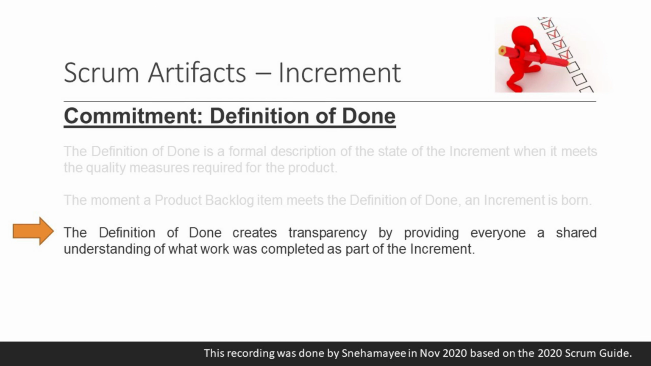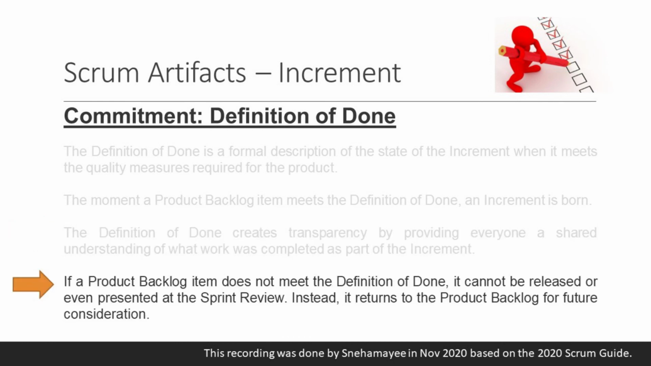The definition of done creates transparency by providing everyone a shared understanding of what work was completed as part of the increment. If a product backlog item does not meet the definition of done, it cannot be released or even presented at the sprint review. Instead, it returns to the product backlog for future consideration.